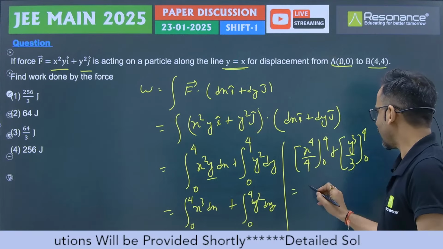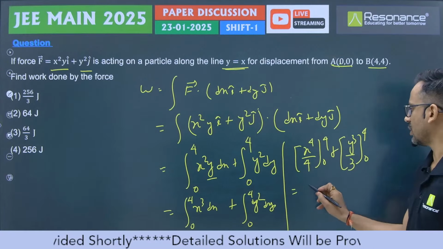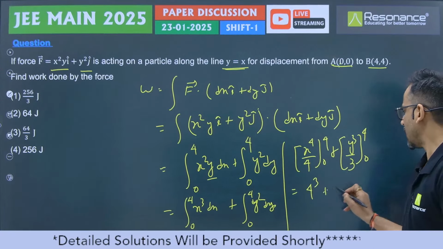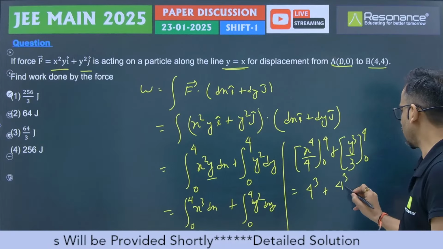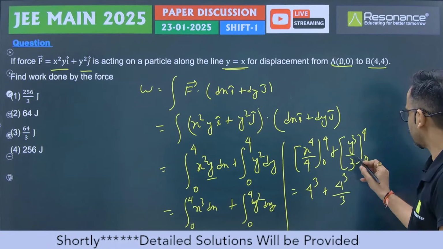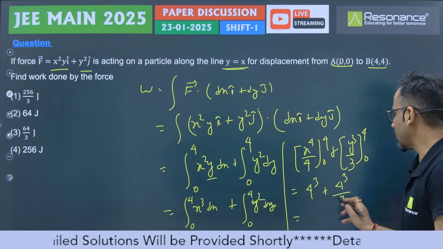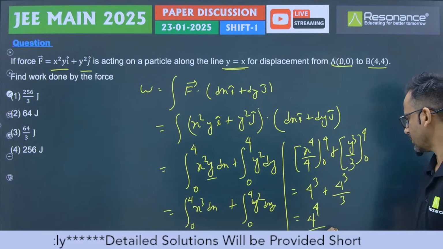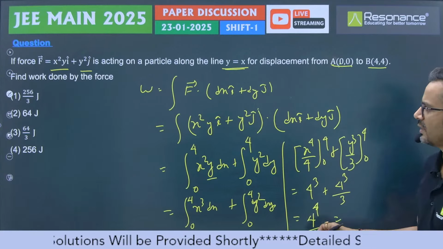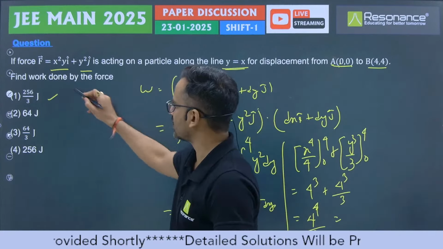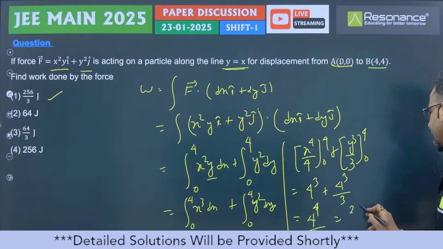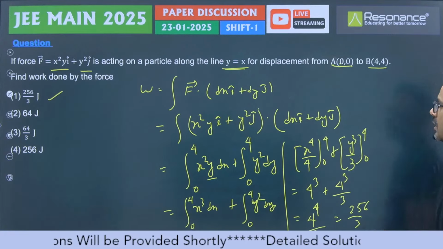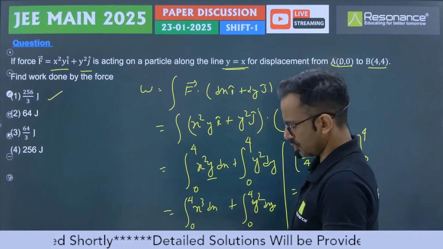So finally we can write, this is 4 to the power 4 upon 4, that is 4 cube, plus it is also 4 cube upon 3, right? 4 cube will come common, 3 plus 1 is 4, so 4 to the power 4 upon 3, so I think this will be 256 upon 3, right?